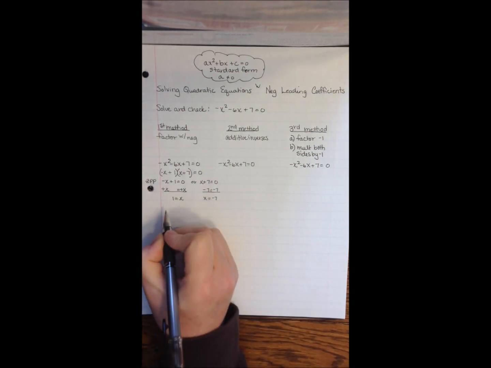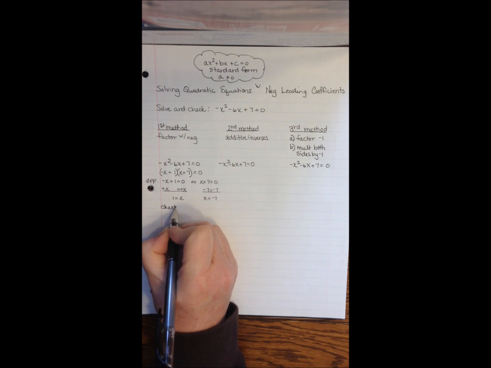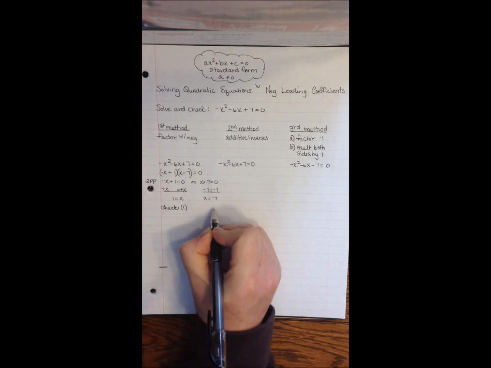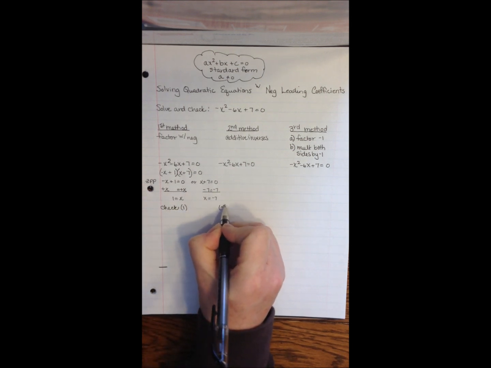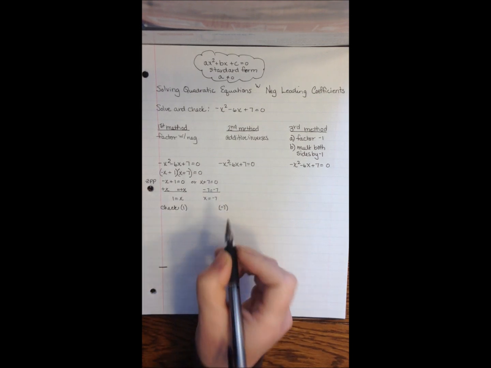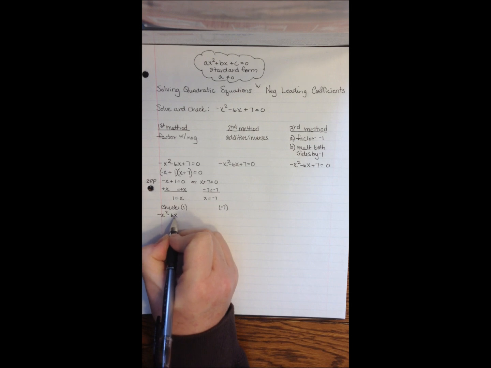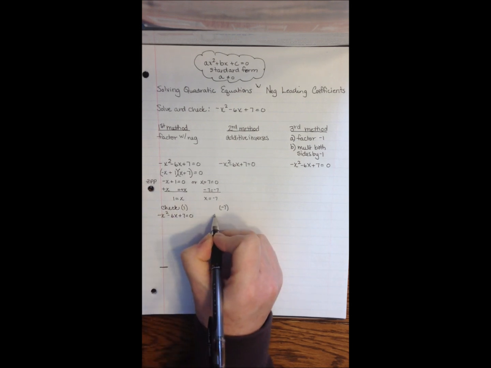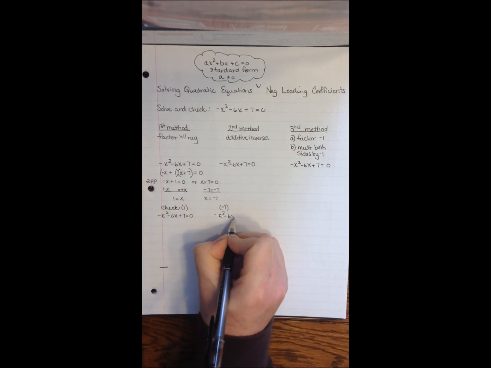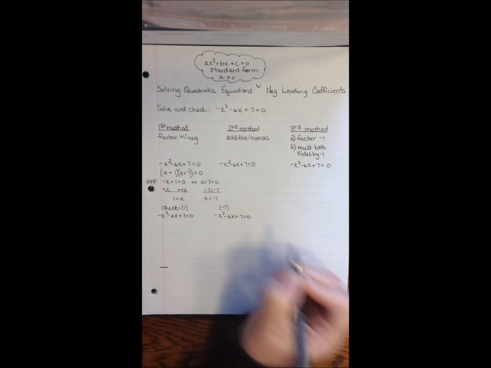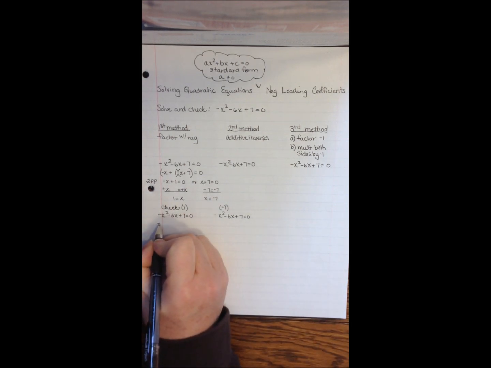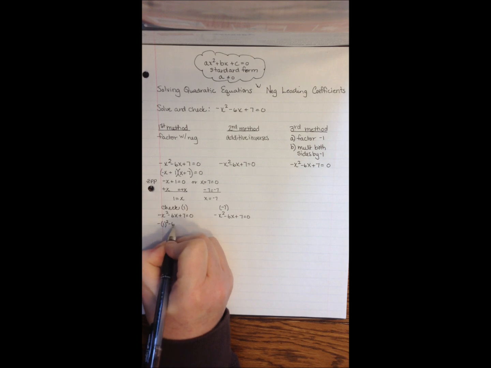We have to check both of those answers in our original equation. We're going to tell what we're checking. The first time through the equation, we're going to check 1. The second time, negative 7. Rewrite the original equation for both checks. There's never any algebra in the check, only arithmetic. Substitute.